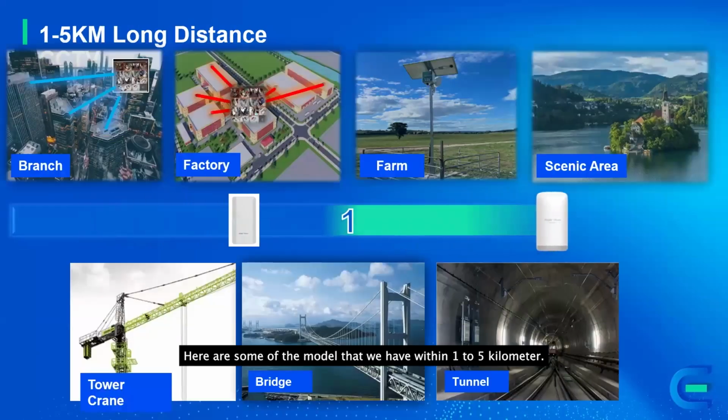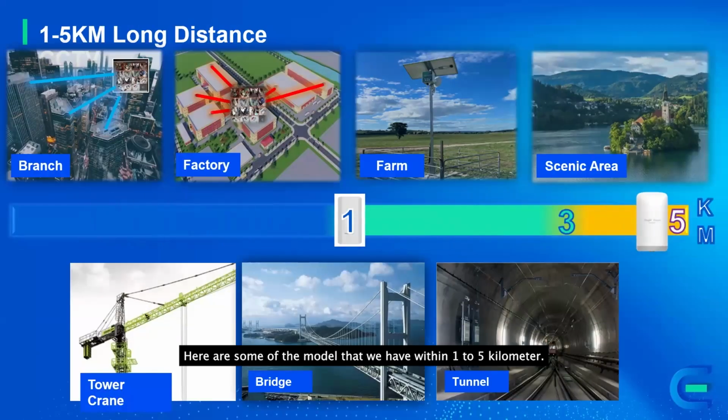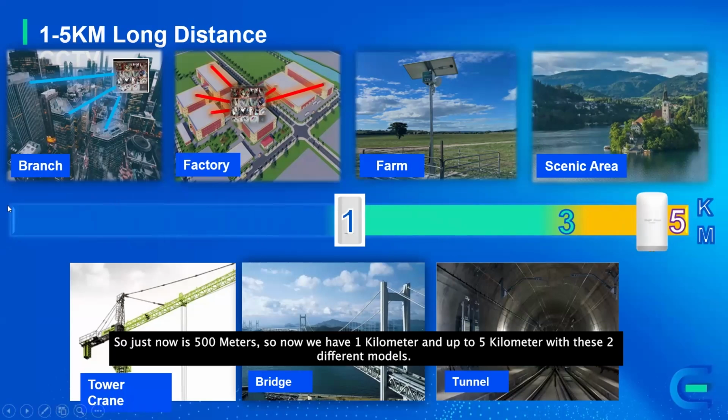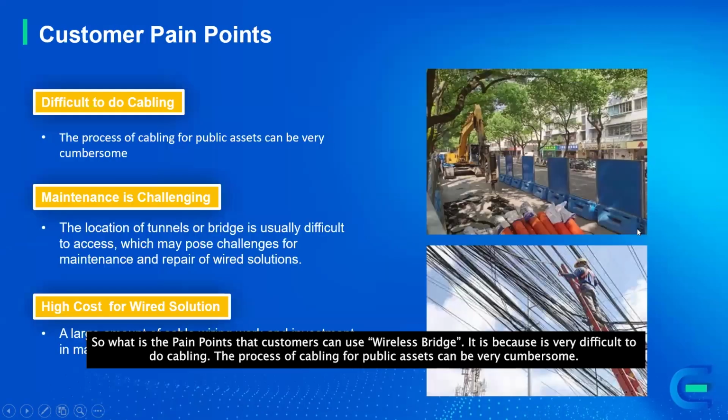Okay, so here are some of the models that we have from 1 kilometer. Just like 500 meters, now we have 1 kilometer and up to 5 kilometers with these two different models.